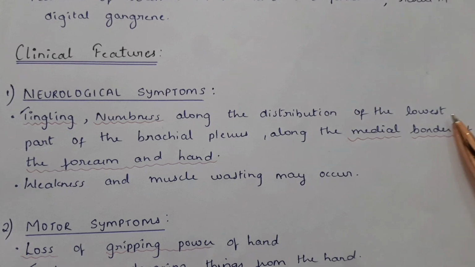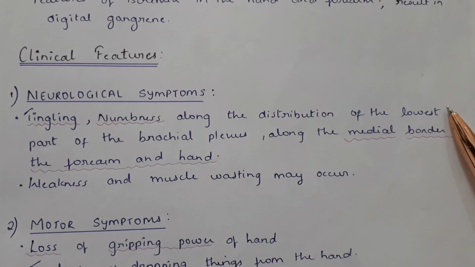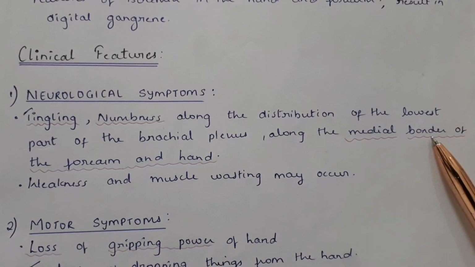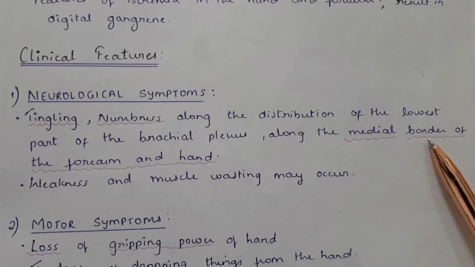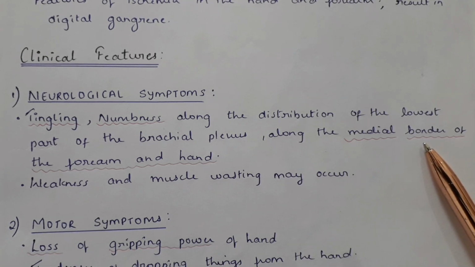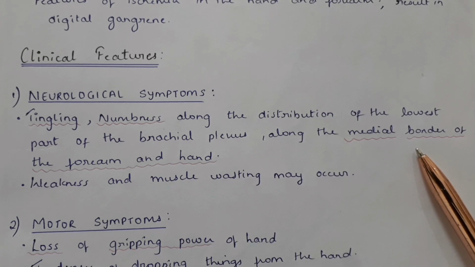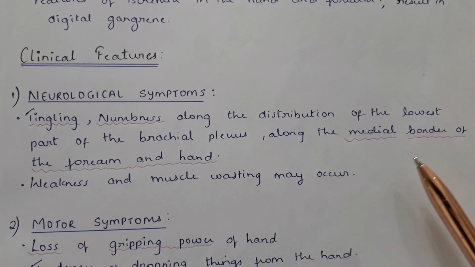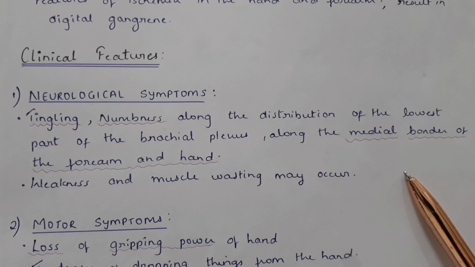Clinical features of cervical rib. Neurological symptoms include tingling and numbness along the distribution of the lowest part of the brachial plexus, along the medial border of the forearm and hand. Weakness and muscle wasting may occur.